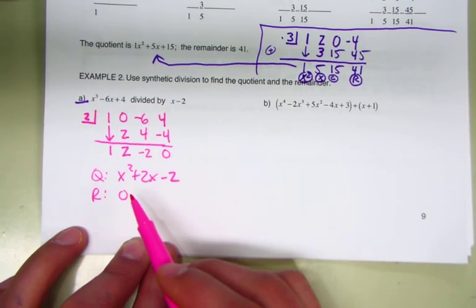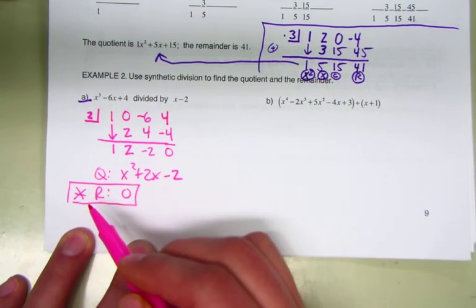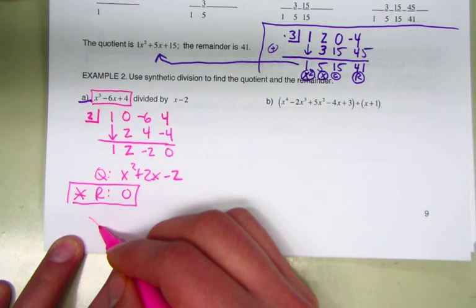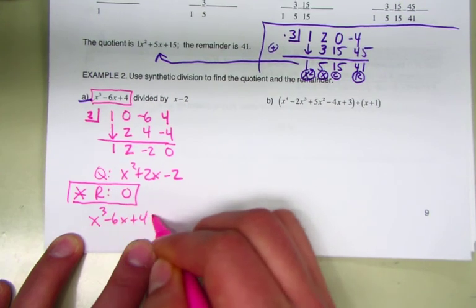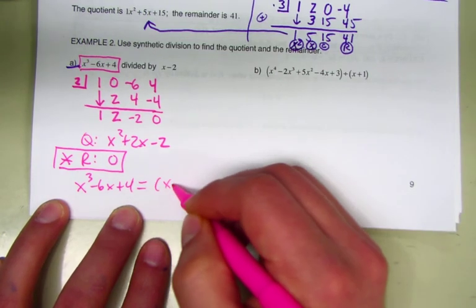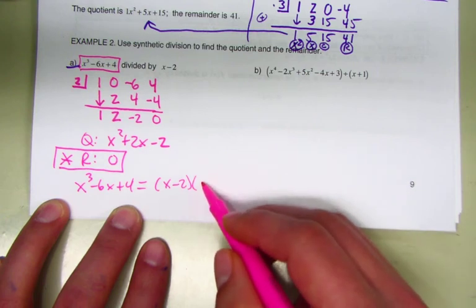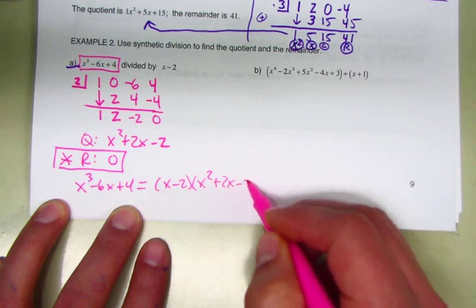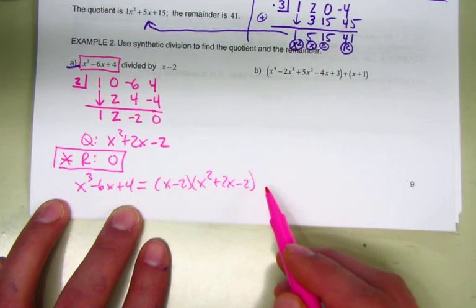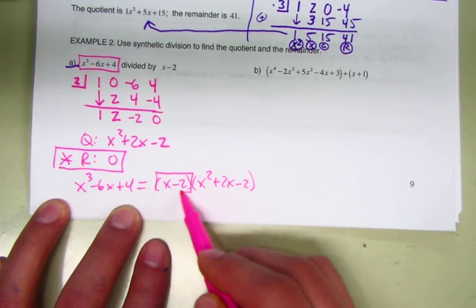This is actually a very important thing here. Whenever we have a remainder of 0, I want you to think about what that means. That means that this x cubed minus 6x plus 4 can be written as divisor times what? Quotient, good, which is x squared plus 2x minus 2. And since there's no remainder, I don't have anything else to add to it. Does that make sense? So look at what this does. The fact that I have no remainder tells us that x minus 2 is a factor.